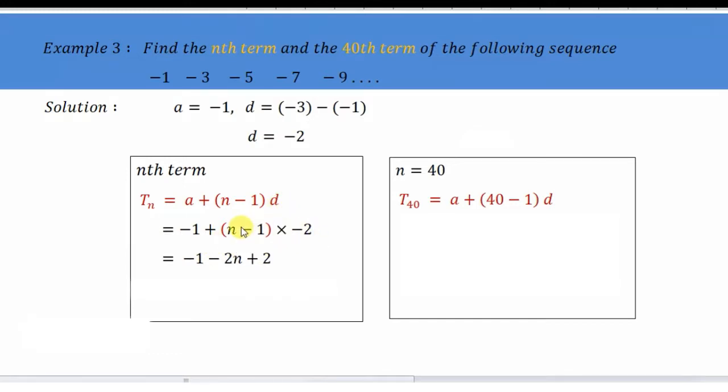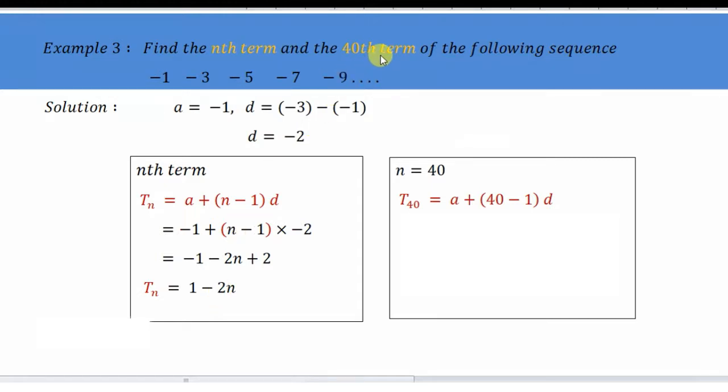So negative 2 times n is negative 2n, and negative 2 times negative 1 will be positive 2. So that will be 1 minus 2n. So the nth term will be 1 minus 2n. Now to find the 40th term.